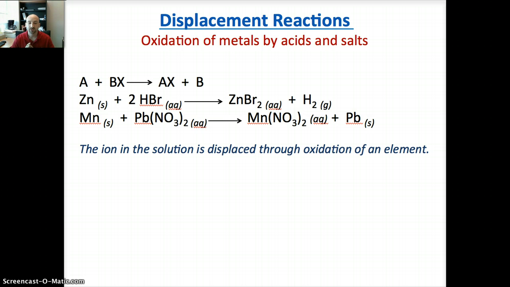A specific type of oxidation reduction reaction that we're going to see frequently is called a displacement reaction, because the ion in solution is displaced or replaced through oxidation of an element. For example, in the reaction of A plus BX, we see that A replaces B in the product through oxidation. A displacement reaction will occur when a metal reacts with either an acid or a metal salt. Here you have your metal in its elemental form, it reacts with either an acid or a metal salt, and you have this displacement reaction take place.